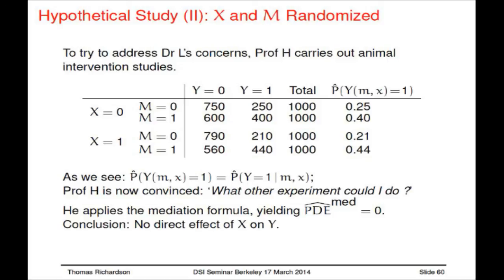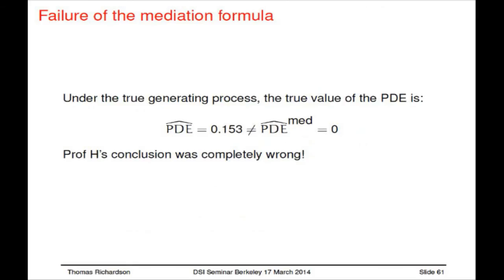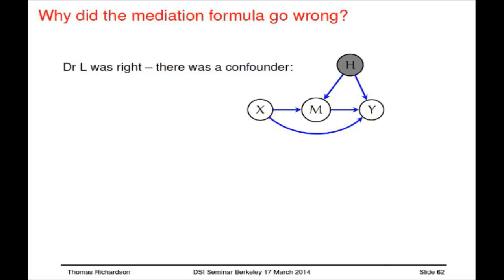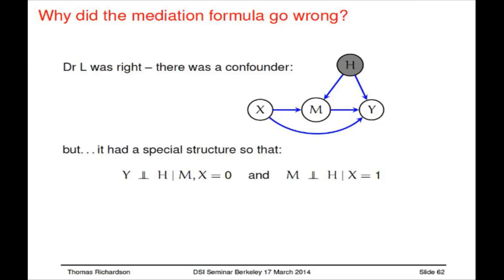And in the particular generating process I've got here, the mediation formula will give you 0. Okay? And he concludes there's no direct effect of X on Y. But unfortunately, there was a direct effect of X on Y. Professor H's conclusion was completely wrong here. Dr. L was right. There was a confounder between M and Y, but the confounder had a special structure.